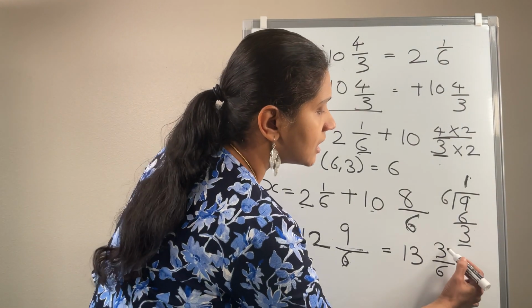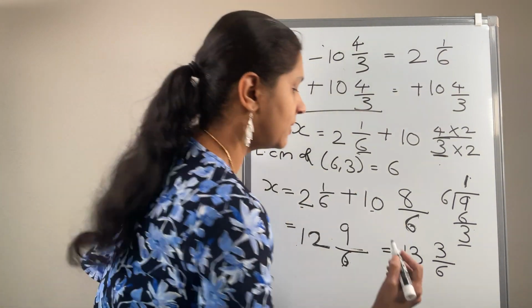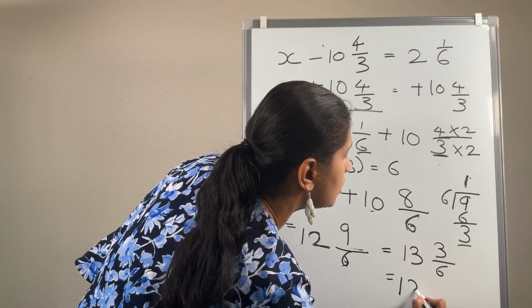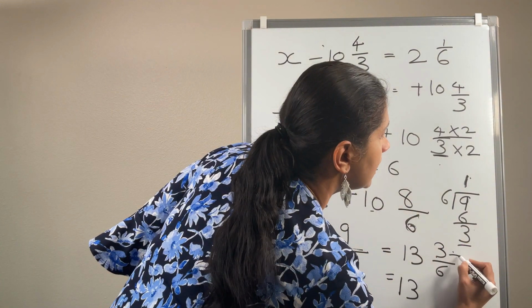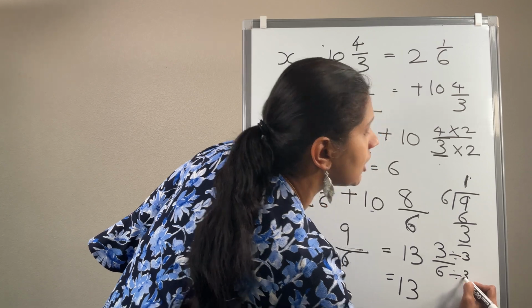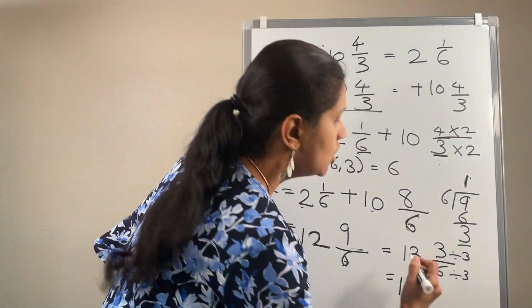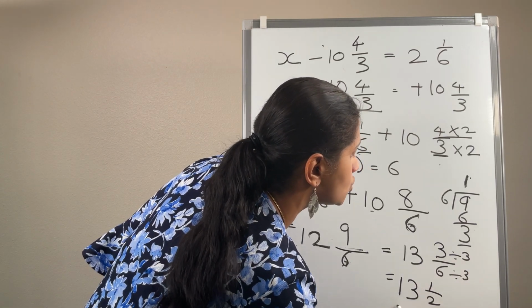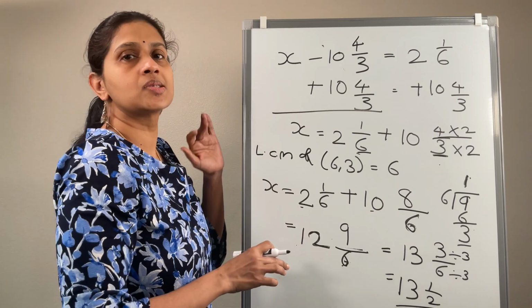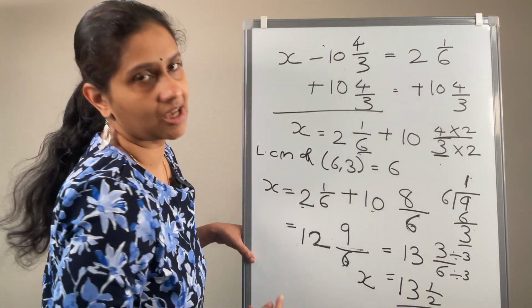But you can see here 3 by 6, both are divisible by 3. In order to simplify it, you simply need to divide the numerator and denominator by 3. Why are you dividing it by 3? Because to simplify it further, both 3 and 6 are divisible by 3. So 3 divided by 3 is 1, 6 divided by 3 is 2. So 13 1 by 2 is going to be the answer, or the value of x.